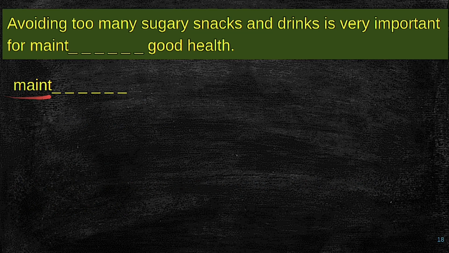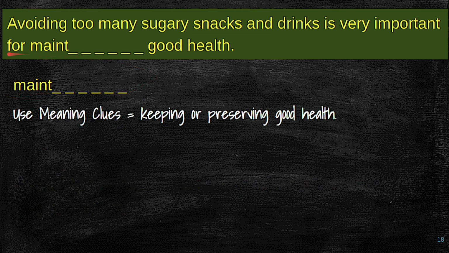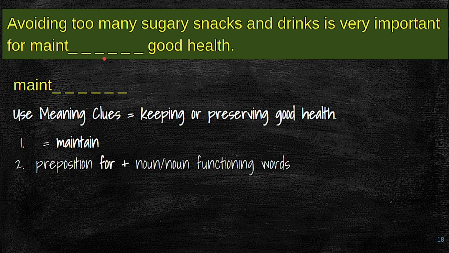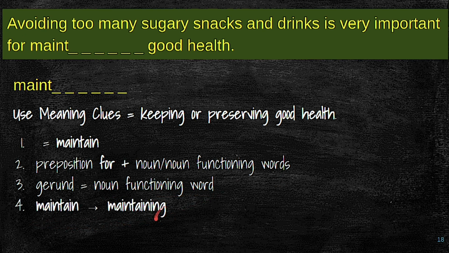Finally, let's look at for maint, good health. From the meaning, we need the idea of keeping or preserving good health, so maintain fits the meaning. However, maintain is a verb, and the preposition for requires a noun or a noun-like structure. Therefore, we need the gerund form of maintain, maintaining. The complete phrase is for maintaining good health.